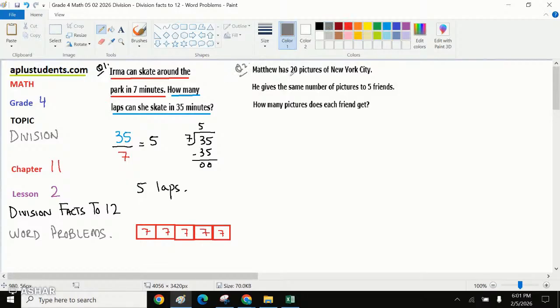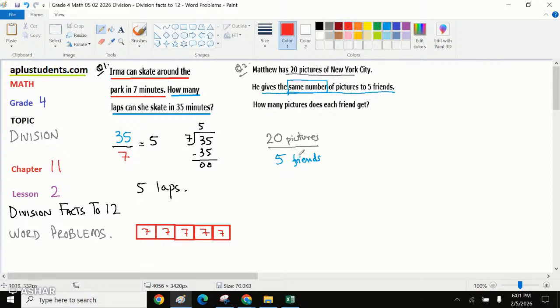If Matthew had a total of 20 pictures, he gives the same number of pictures to his 5 friends. That means 20 pictures given equally to 5 friends. The most important words are same number of pictures, right? They are divided equally. Yes, thank you, Semi.